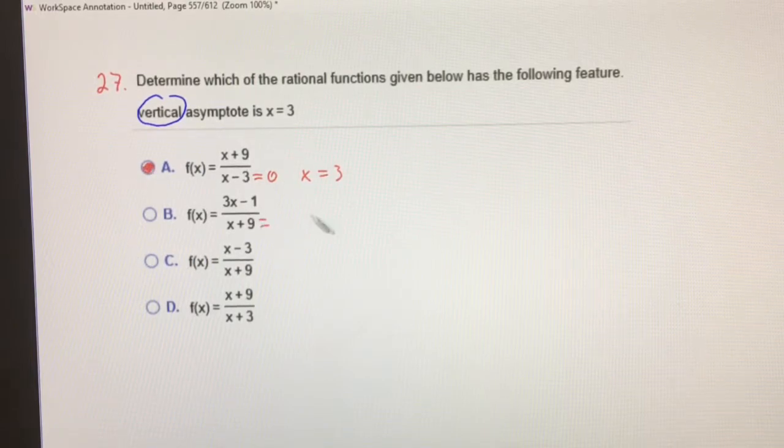When I set this bottom equal to 0, I get x equals negative 9 as my vertical asymptote. When I set this one, the bottom, equal to 0, that will give me x equals negative 9 again. For this last one, when I set it equal to 0, that gives me a vertical asymptote. Remember, it's a vertical one. x equals -3. So it's going to be choice A.